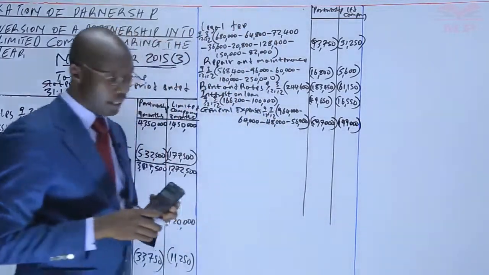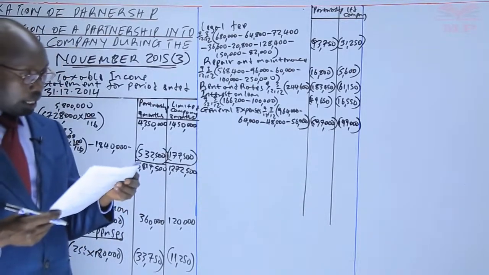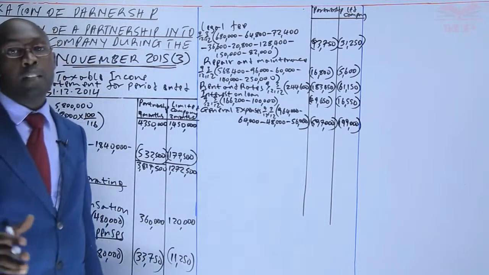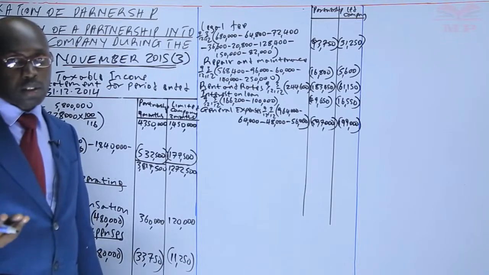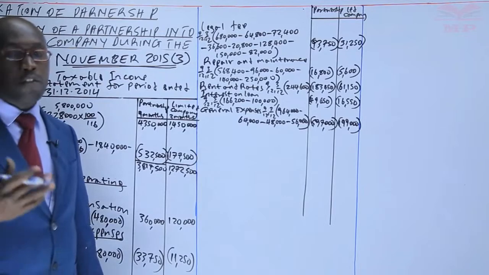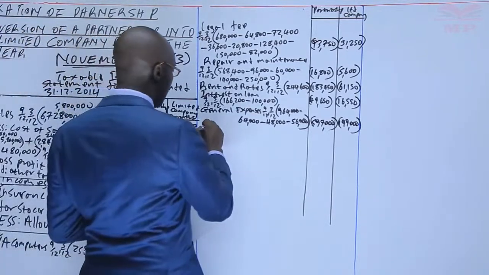Deduct from there. Then we continue. After that, there is the motor vehicle expenses. Motor vehicle expenses are allowable. Remember, we say that is not the motor vehicle costs. That's not a fixed asset. It's the cost of running the motor vehicle, like repair, fuel, and all that. So that is an allowable expense. So motor vehicle expenses.